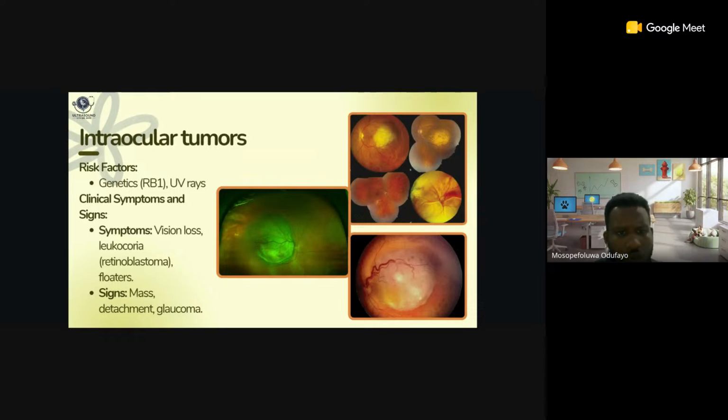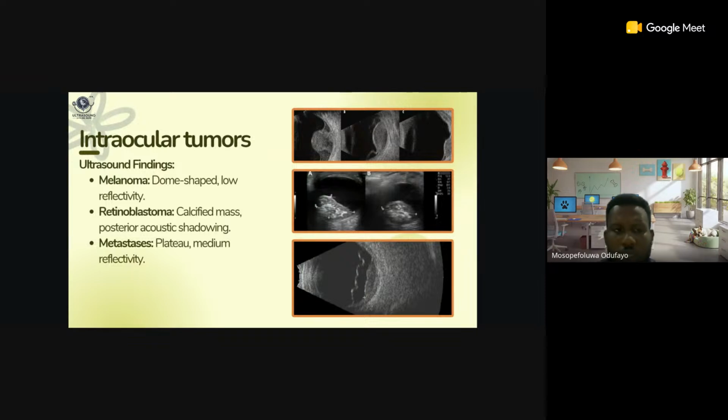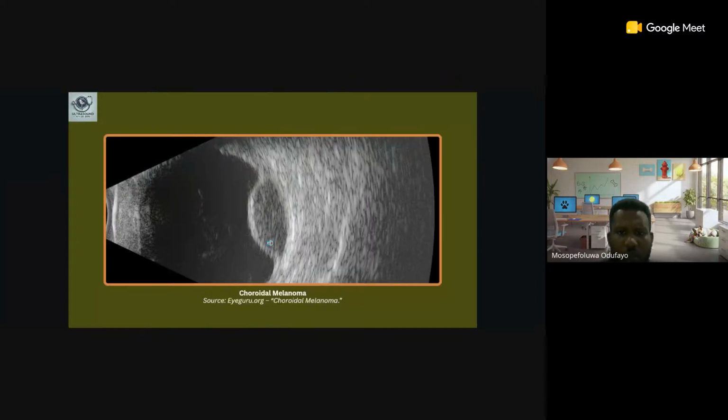Clinical symptoms and signs: vision loss, leukocoria that you see in retinoblastoma, floaters. The signs include mass, detachment, glaucoma, and all of that, depending on the condition. So now, what are the ultrasound findings? Key things: melanoma, dome-shaped mass, low to medium reflectivity, usually hypoechoic or not so hypoechoic. Retinoblastoma, calcified mass. Remember yesterday? Calcified mass. Then metastatic, plateau, lumpy-bumpy, medium reflectivity. Is that okay? Those are key things.